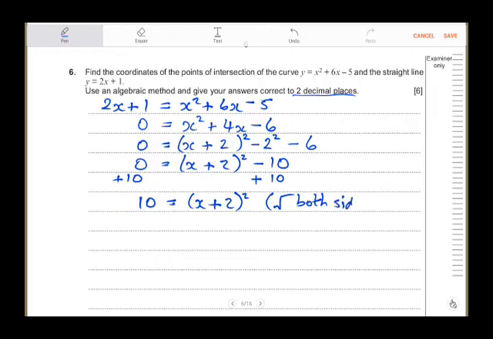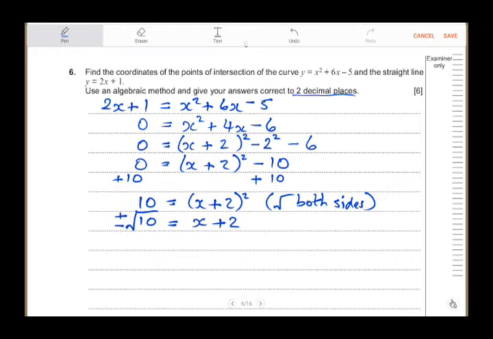I'll just write that here for reference. So the square root of 10, and the square root of all of this leaves me behind with x plus 2. It cancels out the squared. Now, before I subtract 2 from both sides, I must point out when you square root a number, any number, it has a positive and a negative solution. So we need to write plus and minus in front of there.